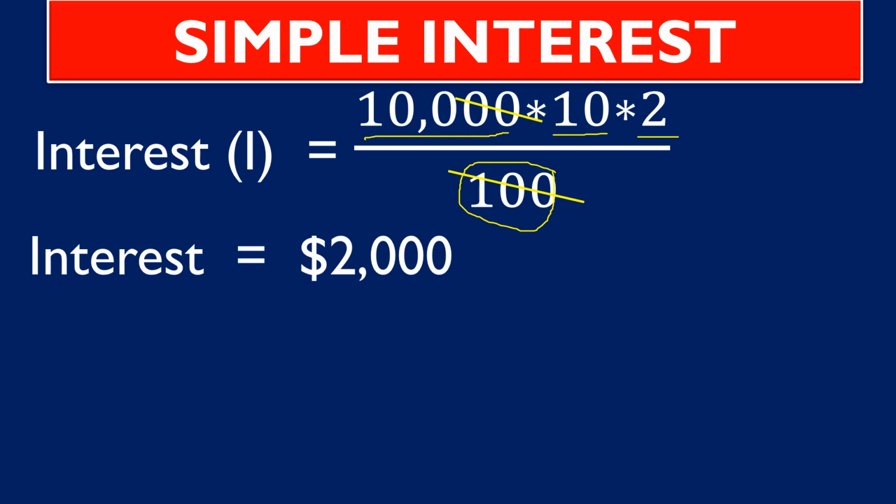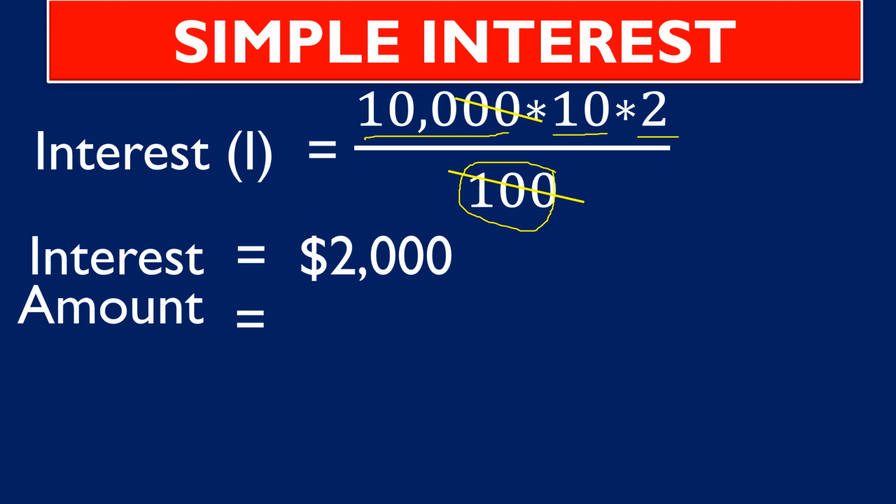So at the end of the 2 years, Gregory will have an interest of $2,000. But we now want to know what the amount will be in his account. So the $2,000 is the additional amount that he's been able to gain from the bank. So we need to find out what the amount is.